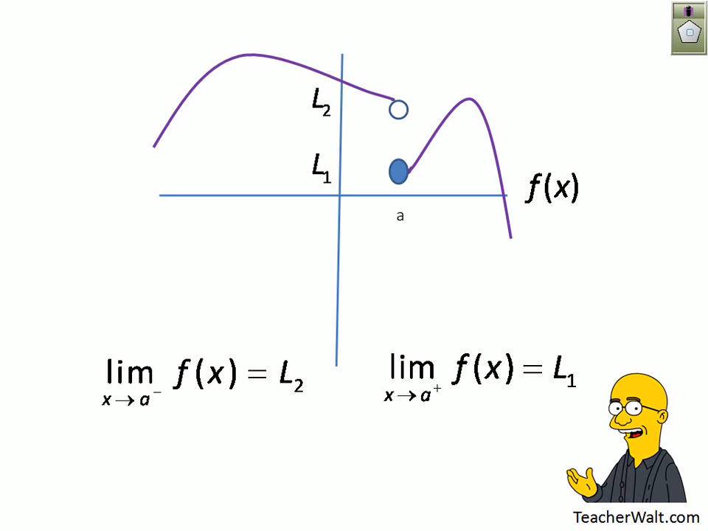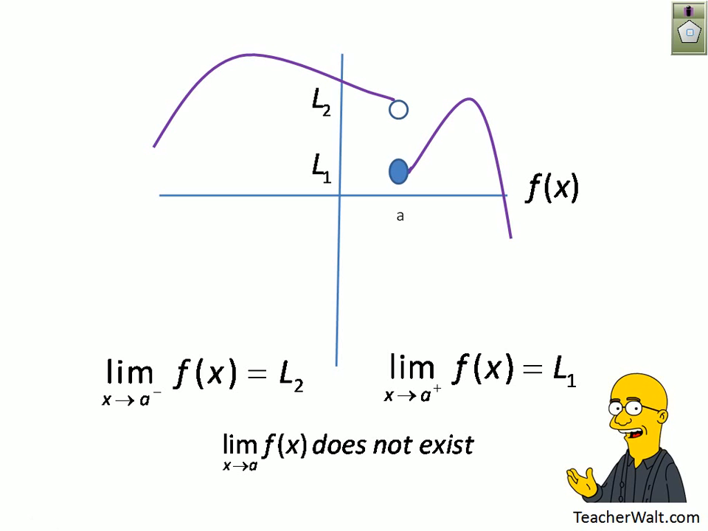Now, the left-hand limit and the right-hand limit exist. However, we say that the limit as x goes to a of f of x does not exist, because the left-hand limit has to be the same as the right-hand limit. It wouldn't make sense to say, what height does the function get close to as you get closer and closer to a? Because you get closer and closer to two different heights.